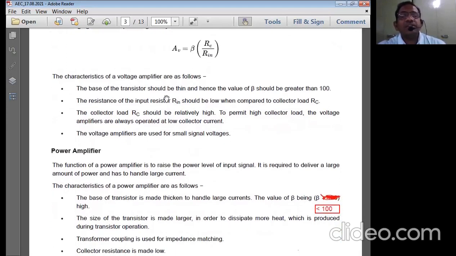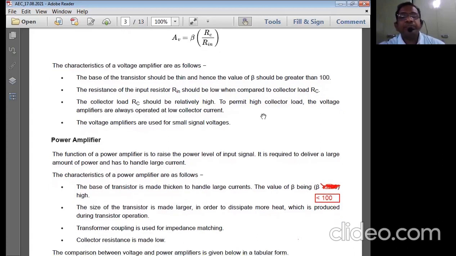Now here the base of the transistor should be made thin because our intention is not to flow more amount of current into the collector from the emitter. Therefore, the base of the transistor should be made very thin and the value of beta should be greater than 100. In the case of a voltage amplifier, the value of beta should be greater than 100. Input resistance RN should be low when compared to the output collector resistance RC.